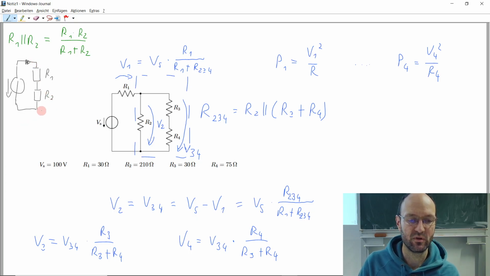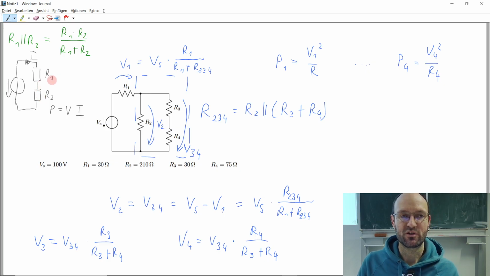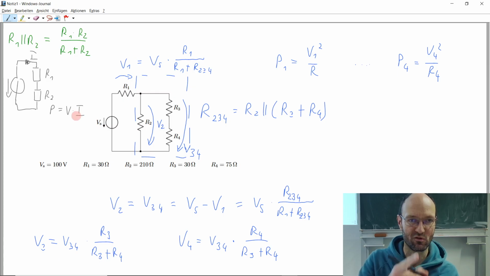But here we could say, okay, power is voltage times current. If we have the same current through both resistors, our voltage divider rule tells us the higher resistor will get more voltage, and if the higher resistor gets more voltage, then it will also get more power. So exactly what you said, the largest resistor in the series circuit should get the highest power.